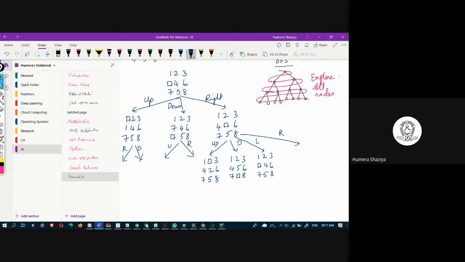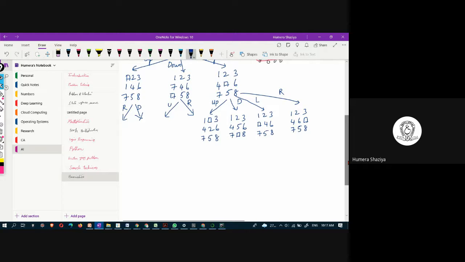Right, 1, 2, 3, 4, 6, empty, 7, 5, 8. In this, if actually I am expanding this to arrive to a solution quickly and to explain you the gist of having heuristics. But then you please expand every possible node so you can understand it better.